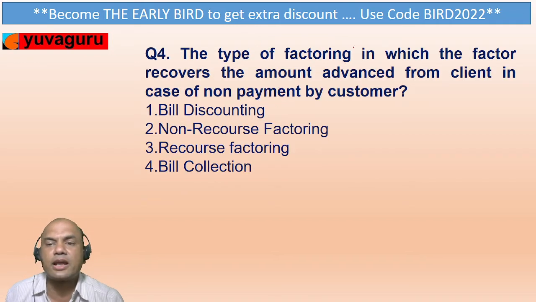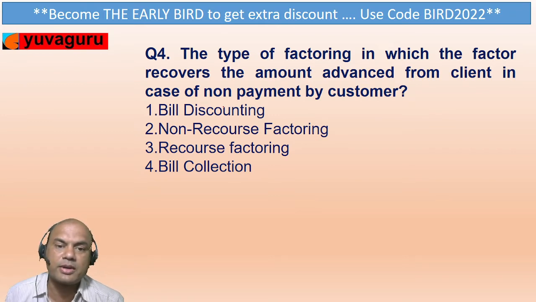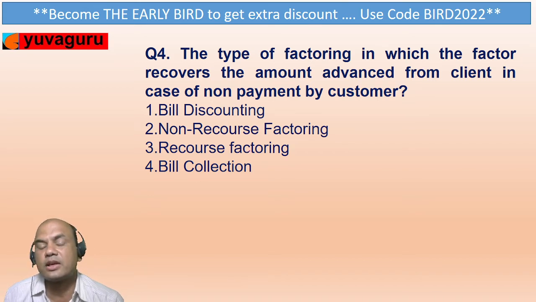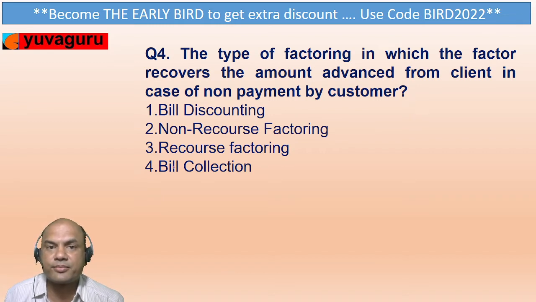The type of factoring in which the factor recovers the amount advanced from the client in case of non-payment by the customer. So, where the recovery is possible from the customer. Is it called bill discounting, non-recourse, recourse or bill collection? Answer this, think over it. First you think and type the answer in the comment section. Type the answer in the comment section fast.